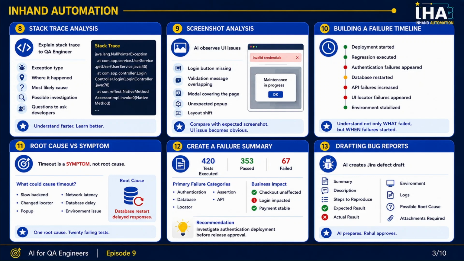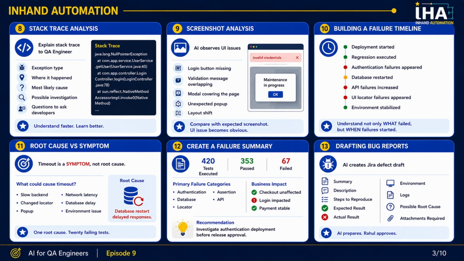So after seeing all of these failures, Rahul asked AI, can you please help me to create a timeline of this failure. So AI summarizes that the deployment started, then regression executed. Then after that authentication failure appeared, database restarted, API failures increased, UI locator failures appeared, environment stabilized. Rahul now understands not only what failed, but also when this failure started. This was very useful during the release discussion because using that he can tell team members what exactly happened.